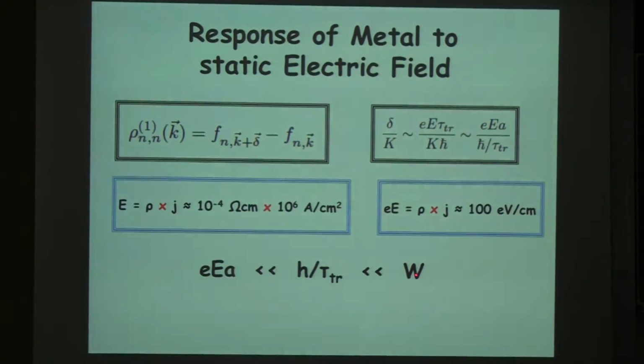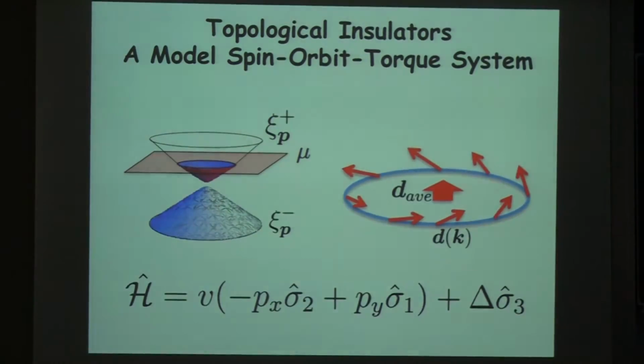And typically, if you have a good metal, this energy scale is much smaller than this one, and so the Fermi surface response dominates. So there has to be something special going on for the Fermi surface response not to dominate. Okay.